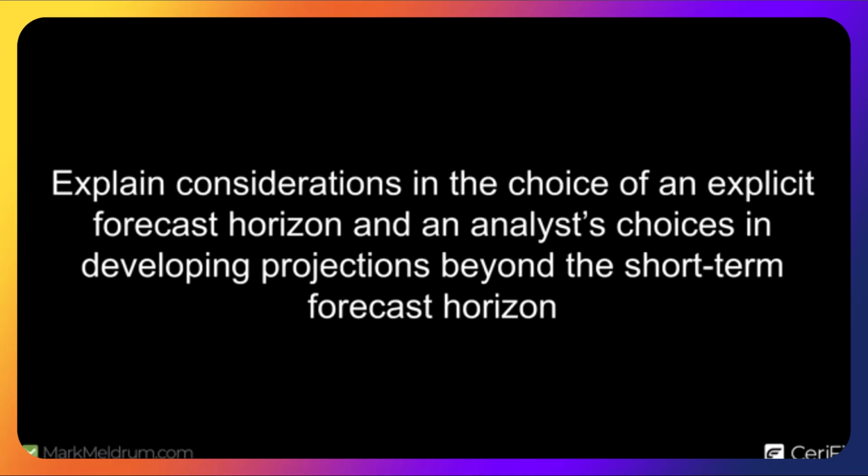And finally, explain considerations in the choice of an explicit forecast horizon and an analyst's choices in developing projections beyond the short-term forecast horizon. So 2 elements to this. And once more, when you get to equity, you will see how we develop our models. And when we have multi-stage models, typically an analyst trying to value, let's say, an equity will say, I've got a 3-4 year horizon. I will forecast my metric for those 4 years.